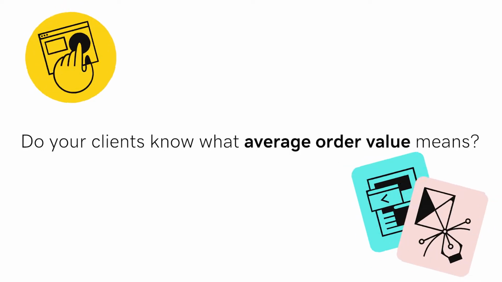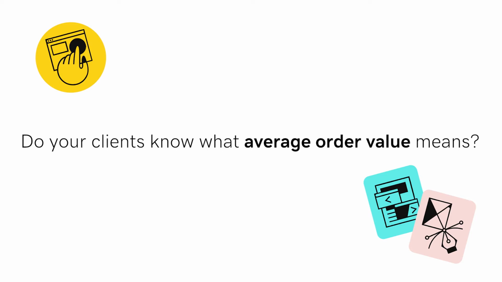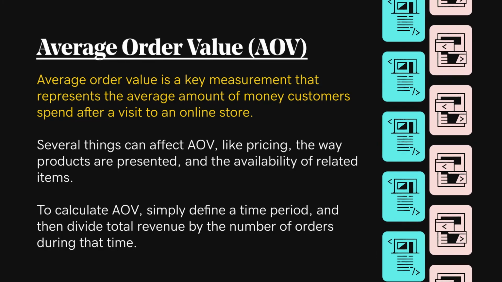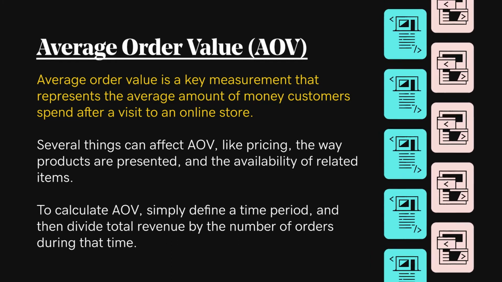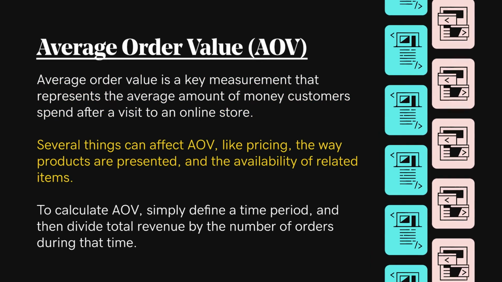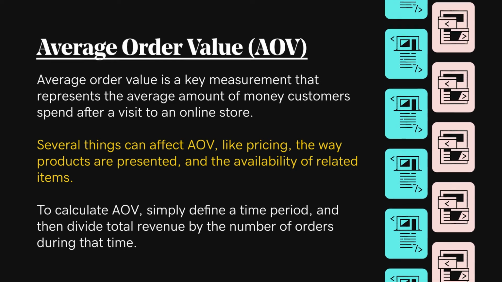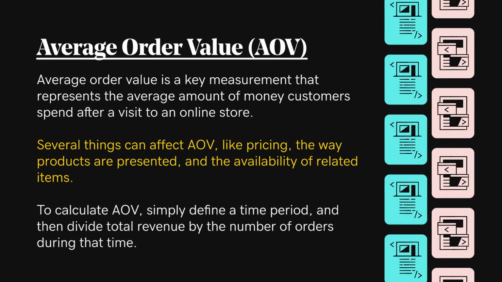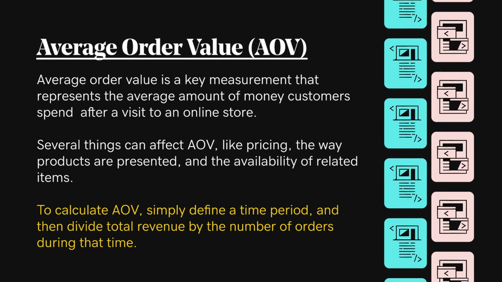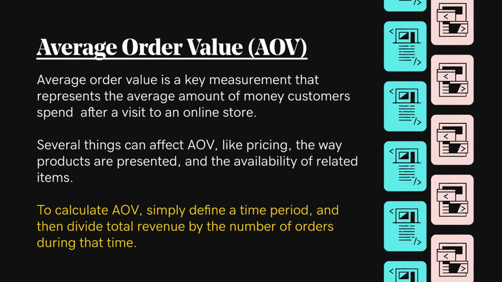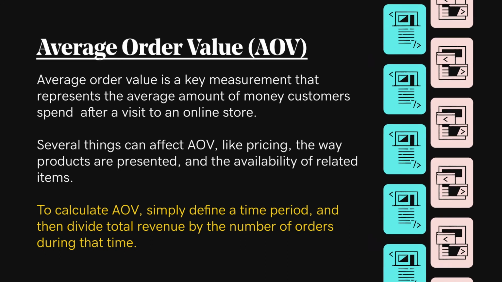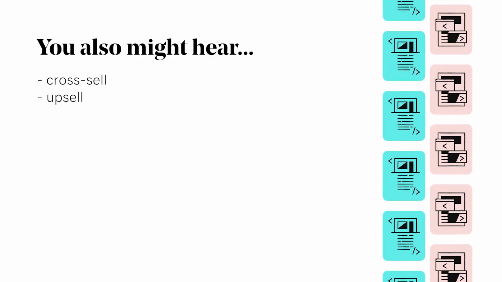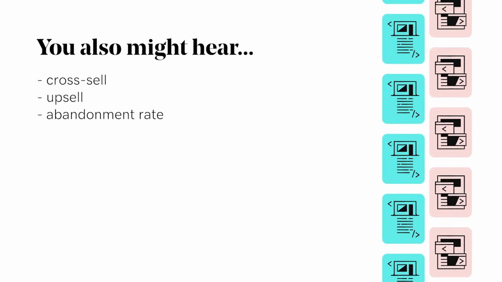Hey there! Do your clients know what average order value means? Average order value is a key measurement that represents the average amount of money customers spend after a visit to an online store. Several things can affect AOV, like pricing, the way products are presented, and the availability of related items. To calculate AOV, simply define a time period and then divide the total revenue by the number of orders during that time. You also might hear cross-sell, upsell, abandonment rate.